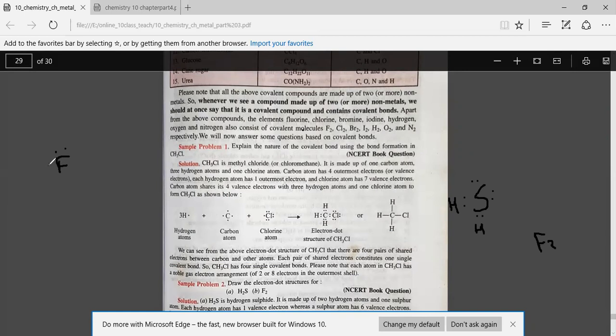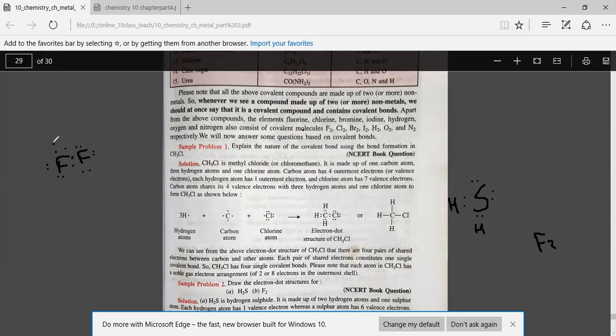So we have this 1, 2, 3, 4, 5, 6, and this one electron of this fluorine and the other electron of the other fluorine. This fluorine is providing 1 electron, and this fluorine is providing 1 electron. So the two fluorine atoms are sharing 1 pair of electrons, and the other electrons are unshared.